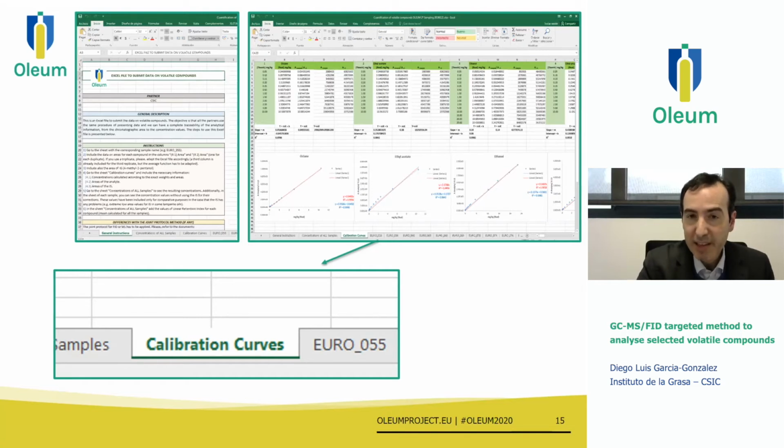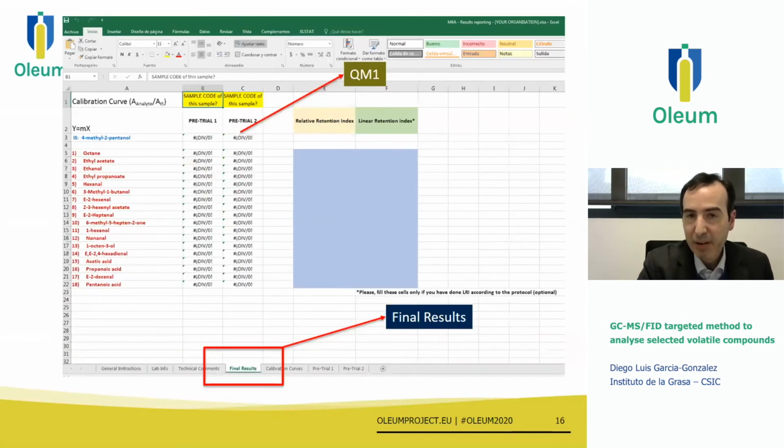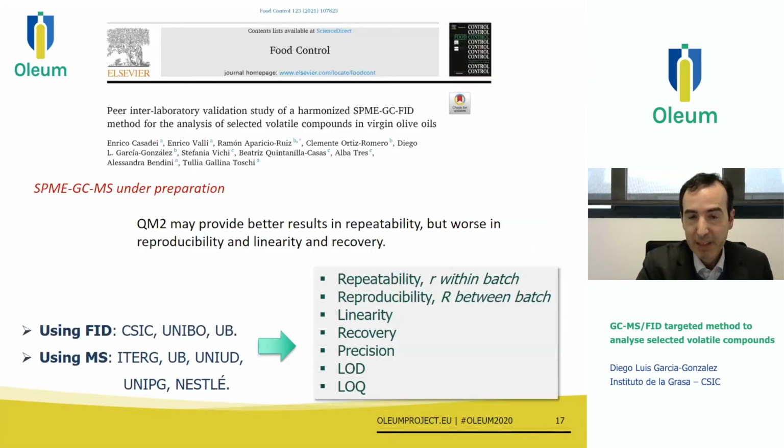So you enter all the data in the Excel file, and then you obtain the calibration curves and the final quantification. In this case, the interlab validation was for quantification method one. But as I said before, we have the possibility to reprocess all the data to obtain data from quantification method two. So actually, the three quantification methods were validated within OLEUM validation. These are the labs that participated, the OLEUM partners that participated in this within OLEUM validation, we can call it.